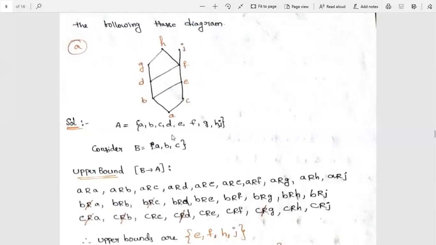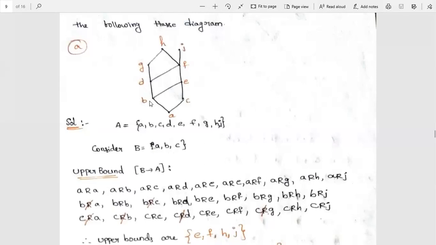So A to D, and A to E, A to F, A to G and A to H. This is the path A to B, B to D, D to G, G to H. So A is related to H and A is related to J. So A is related to all the elements of A. Next we go for another element, B.